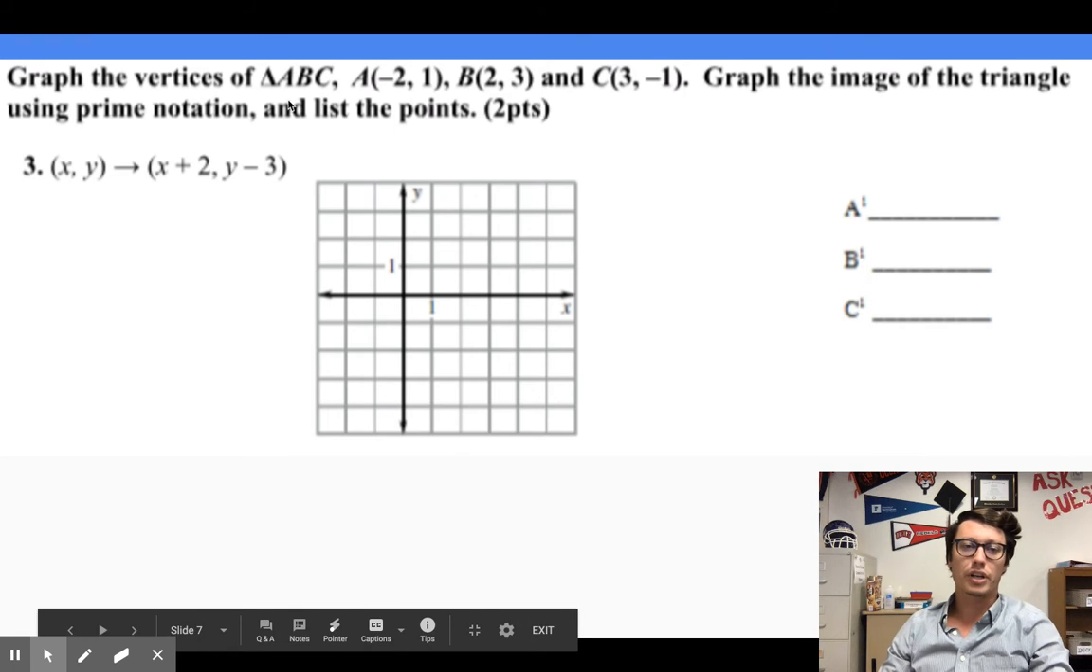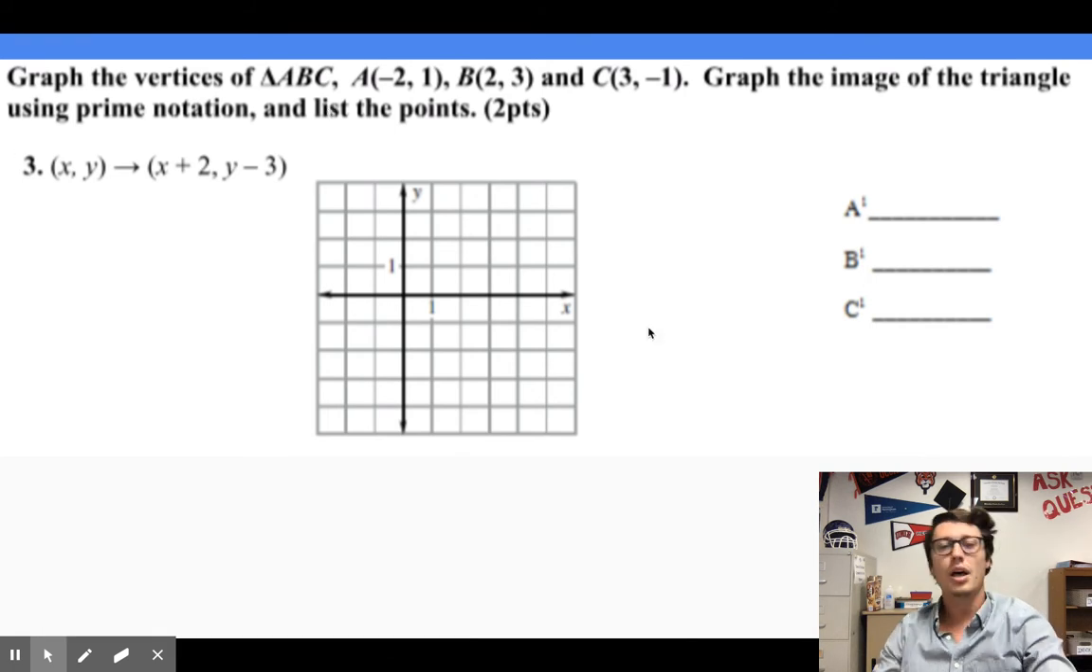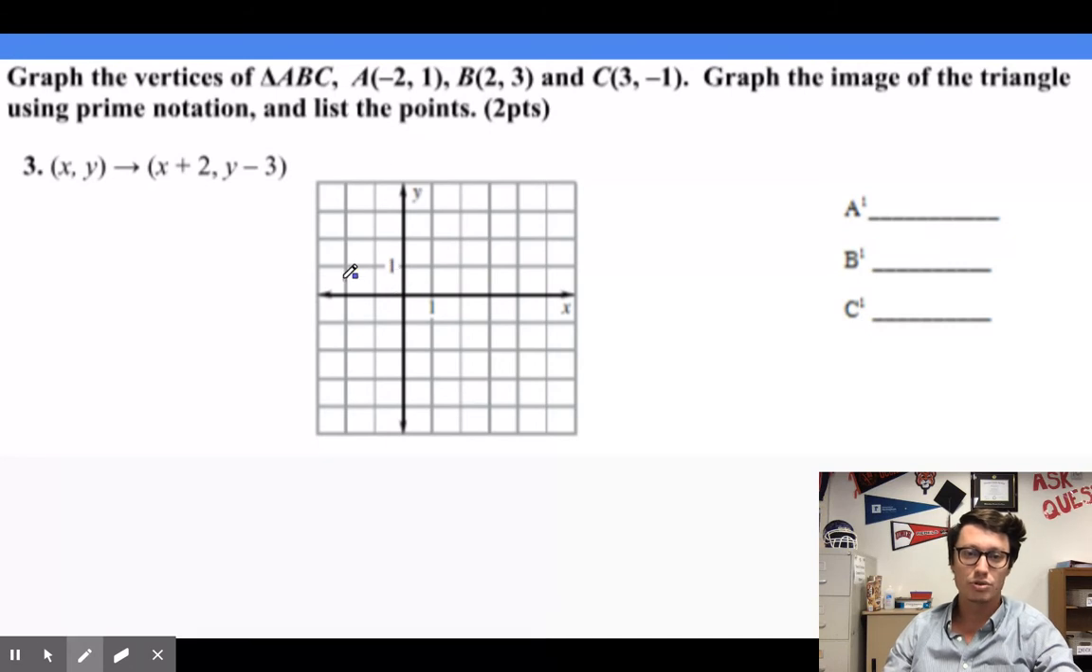Graph the vertices of triangle ABC, graph the image of the triangle using prime notation, and list the points. Notice this is similar to what you will see on your test, but since you're doing it online, there's no option to plot and draw the coordinates on the graph. But this is similar to what you will actually see. If A is at negative 2, 1, B is at 2, 3, and C is at 3, negative 1, here is our triangle.